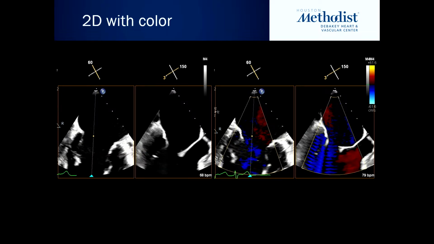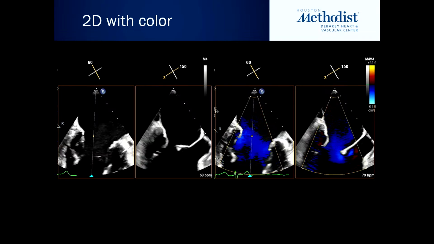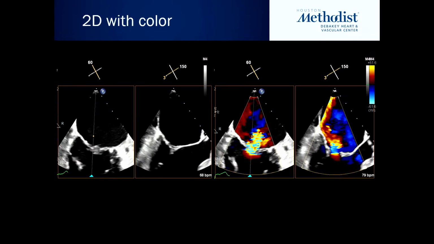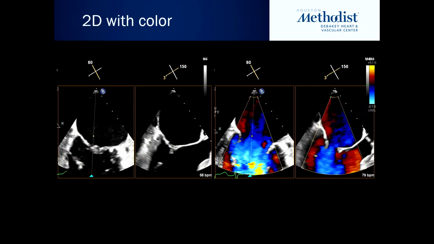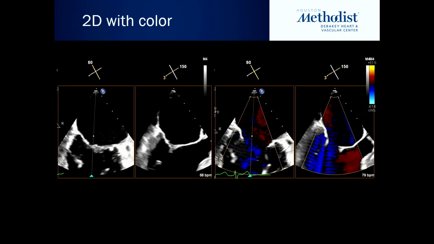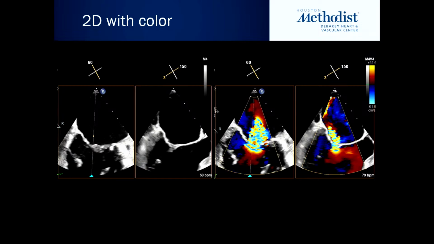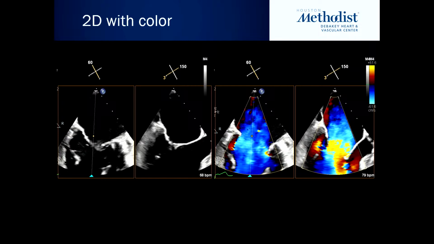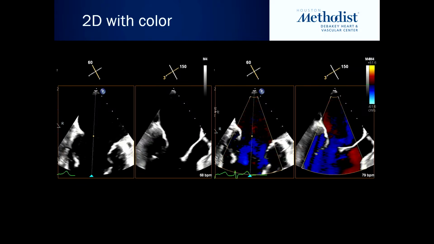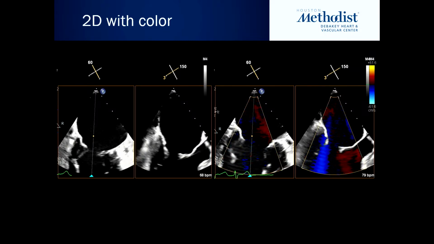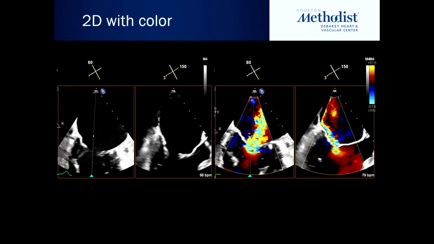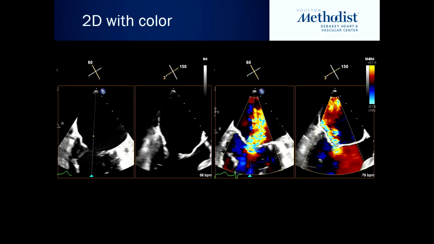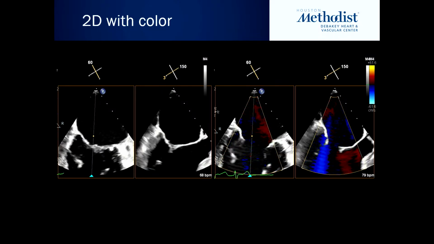Moving on to 60 degrees. 60 degrees is very common; we will use a lot of 60-degree views. On the 60 degree, we use the X-plane to assess the leaflet morphology. You can see that the leaflets are not coapting completely, so there's some side-to-side malcoaptation there. And when we put on color, the big jet is actually in the center, where we're seeing the malcoaptation.